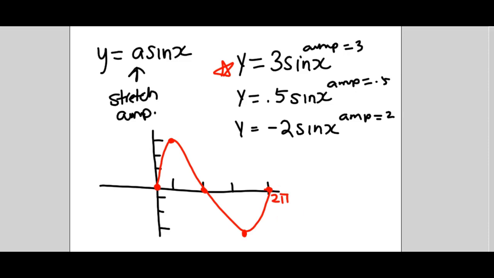Okay. If we're talking about this one, 0.5 is our amplitude. So we're only going up to a half every time. So again, we start here, but we go to a half, back to the x-axis, then down to a half, and then back. So my picture's off a little bit, but it would be half as much.